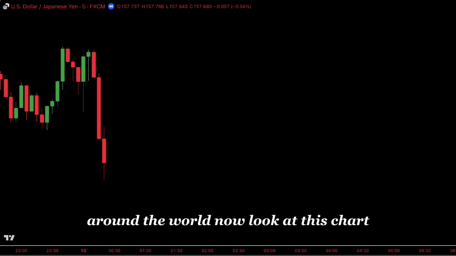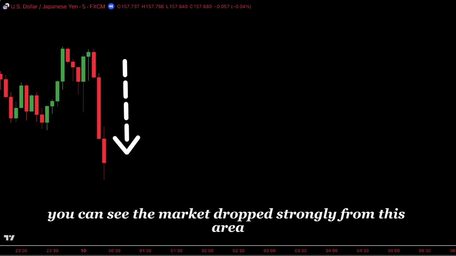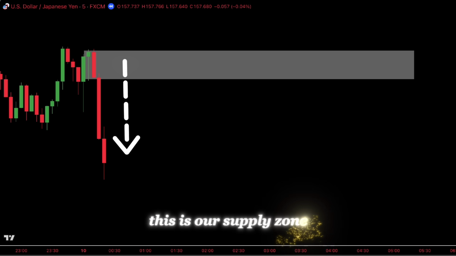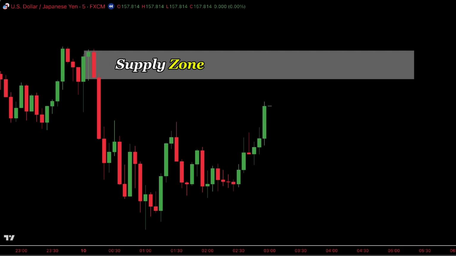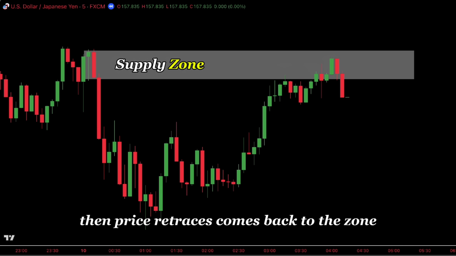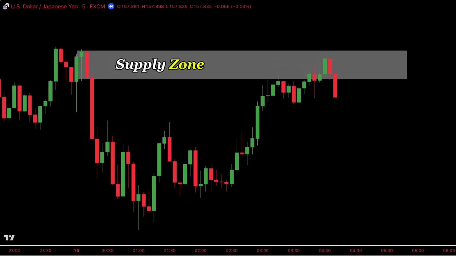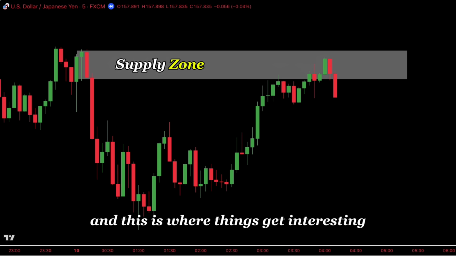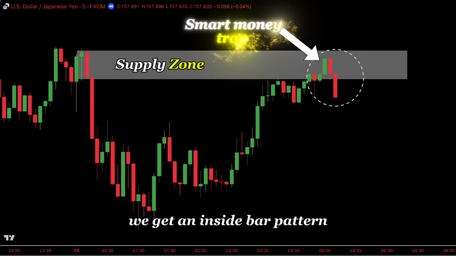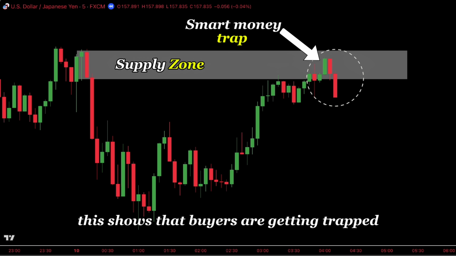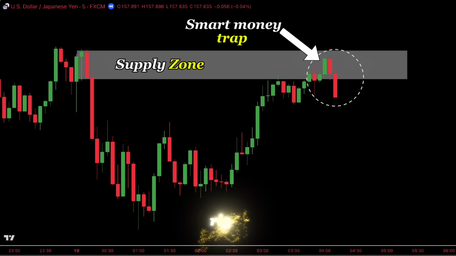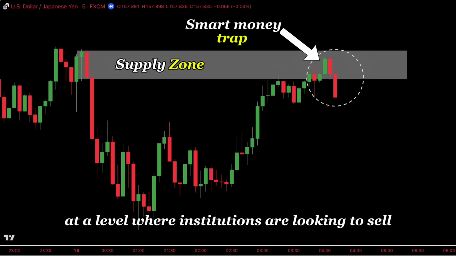Now look at this chart. You can see the market dropped strongly from this area. This is our supply zone. Then price retraces, comes back to the zone, and this is where things get interesting. We get an inside bar pattern, followed by the smart money trap pattern. This shows that buyers are getting trapped, right at a level where institutions are looking to sell.